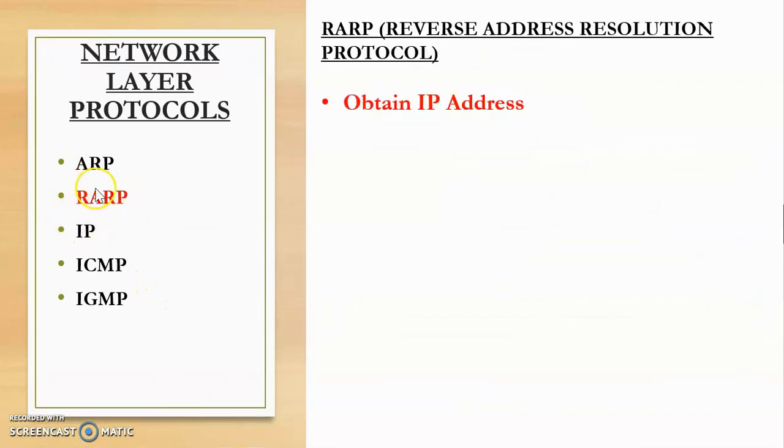Next protocol is RARP, that is Reverse Address Resolution Protocol. This is just the reverse of the ARP protocol, that is, it is used to obtain the IP address when the MAC address is known.